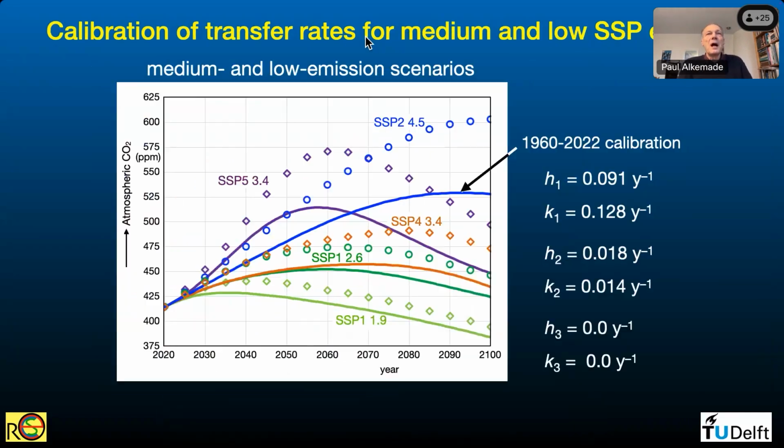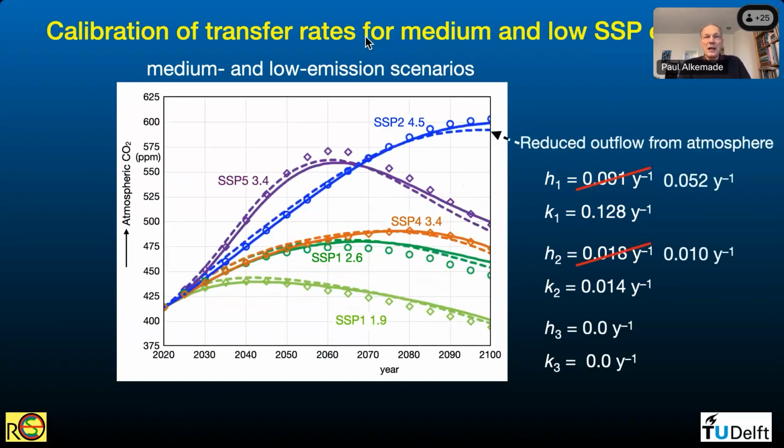That's the outcome. Of course, we can do the calibration also on the future scenarios themselves. So this is the historic calibration with the full curves. If we do now a calibration where we assume that the outflow from the atmosphere to the sinks is reduced, we get the dashed lines. And they do follow all of them, the scenario data well.